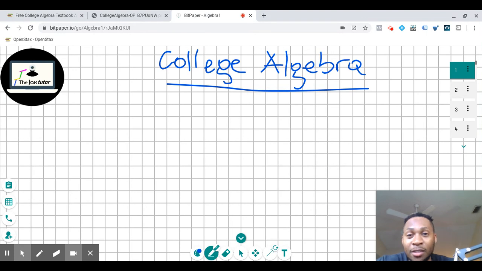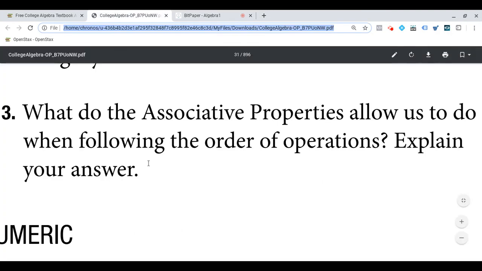Today we're going to talk about the associative property of addition and multiplication. We actually use an OpenStax textbook. They're free textbooks about math, physics, anything really, in high school and college. So let me show you what we're doing.